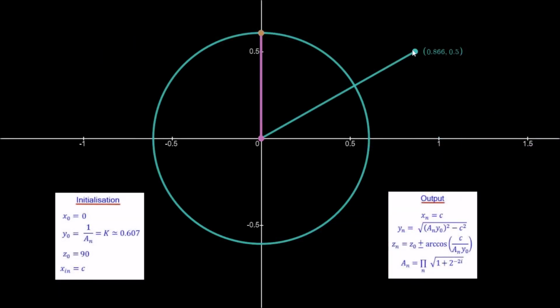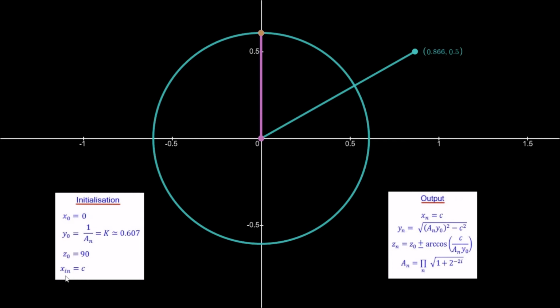So I have returned everything to the initial values. You can see at initialization we're going to have the value x0 is equal to 0, so this vector here doesn't go along the x-axis. And we've got the y0, which is given again by 1 upon an, which is our k value, approximately 0.607. So we've got this vector here, which has 0 in the x and 0.607 in the y. Now the value for our z0, the initialization angle, is going to be the angle of 90 degrees.